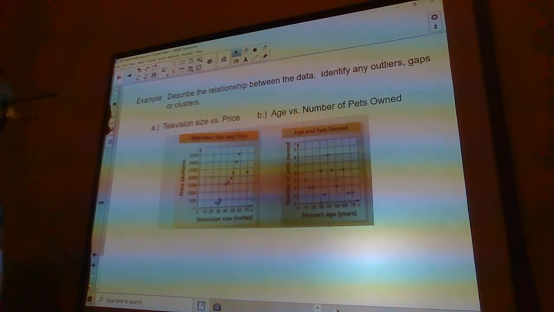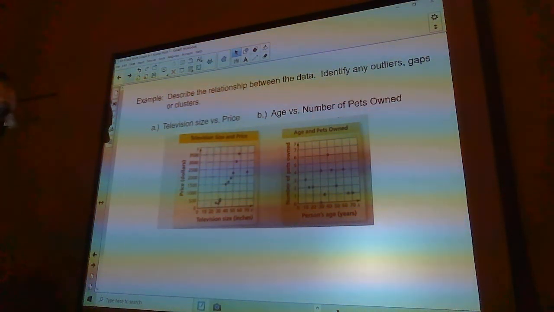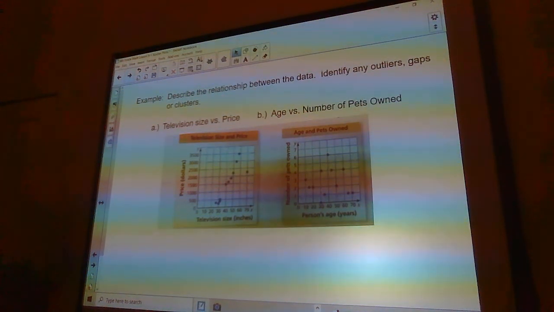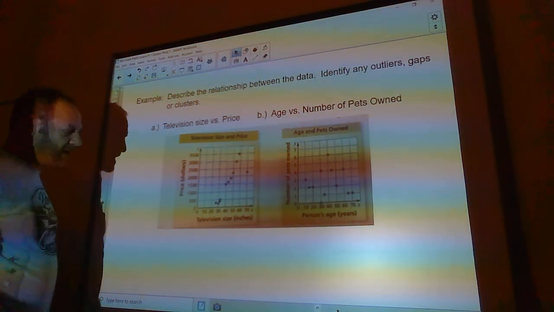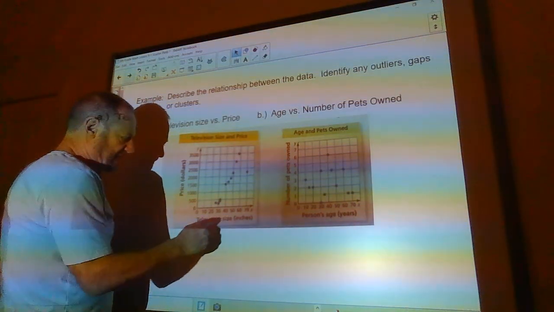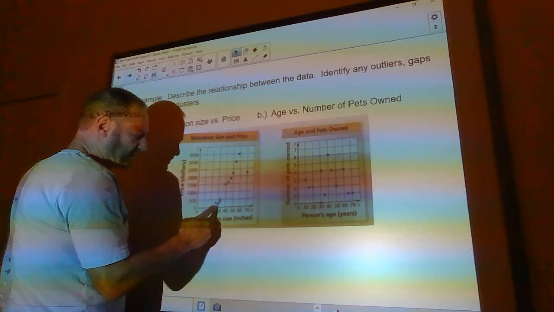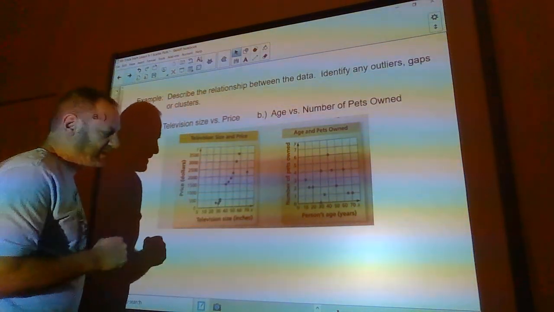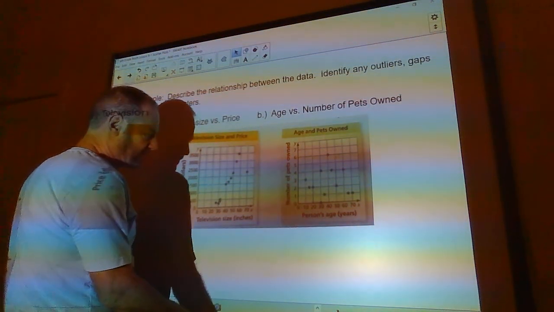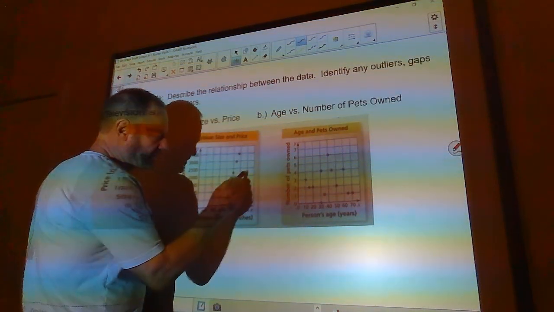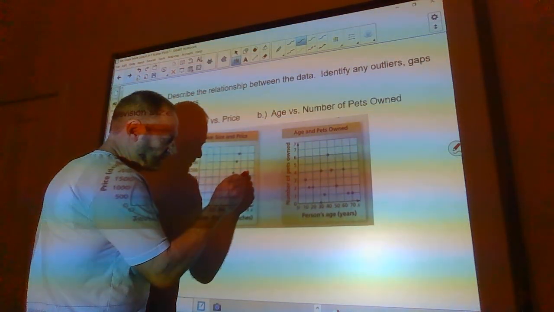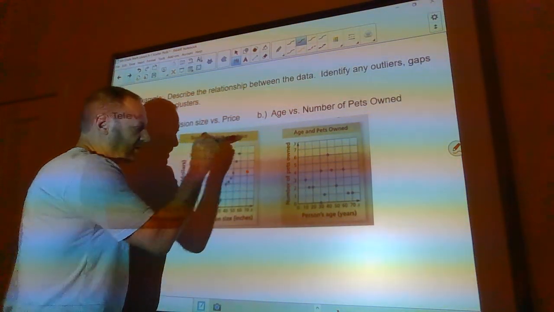Okay, so describe the relationship between the data and identify any outliers, gaps, or clusters. Television size versus price. So here's the television size, and here's the price in dollars. As you can see, the bigger the TV tends to get, the more expensive it gets. Now, there's always a weird one. This one right here, you would have expected to be up here somewhere.